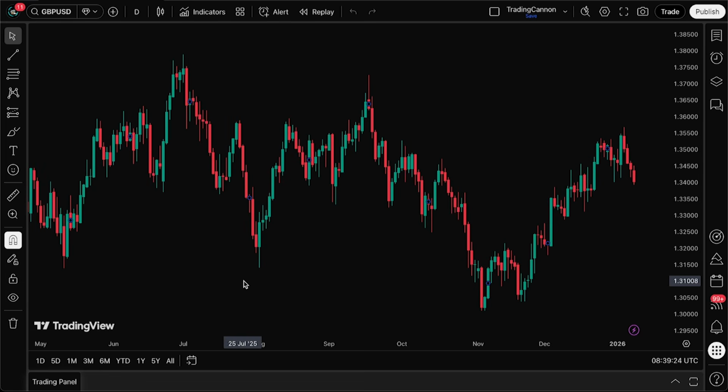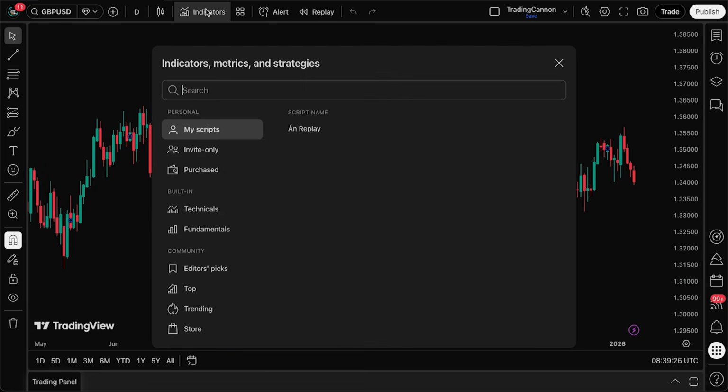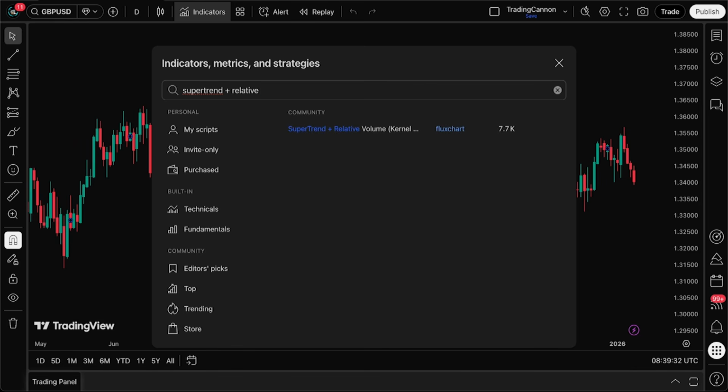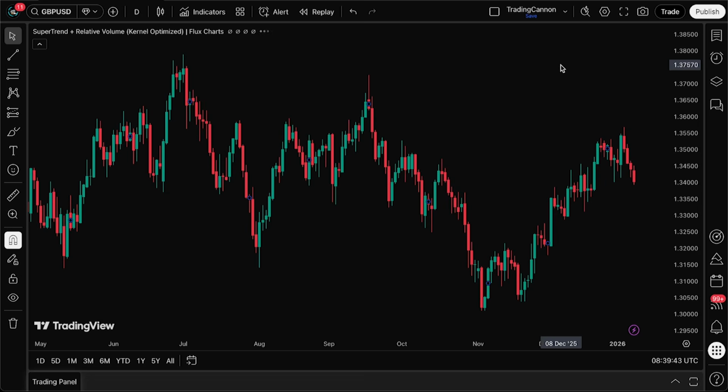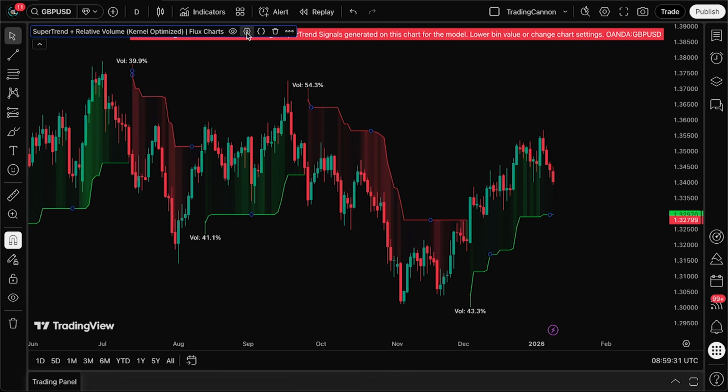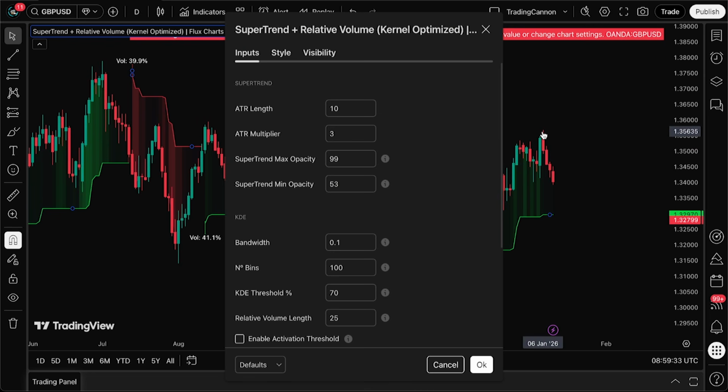Add the indicator. Head to TradingView. Click Indicators button. Type Supertrend plus Relative Volume. It pops up instantly as the one from Flux Charts, the go-to version with kernel optimization and probability overlay. Click Add. Supertrend line appears with arrows and KDE% labels right away. Setup. Defaults are already fire for most users. Works killer on 5 minute to 4 hour charts.